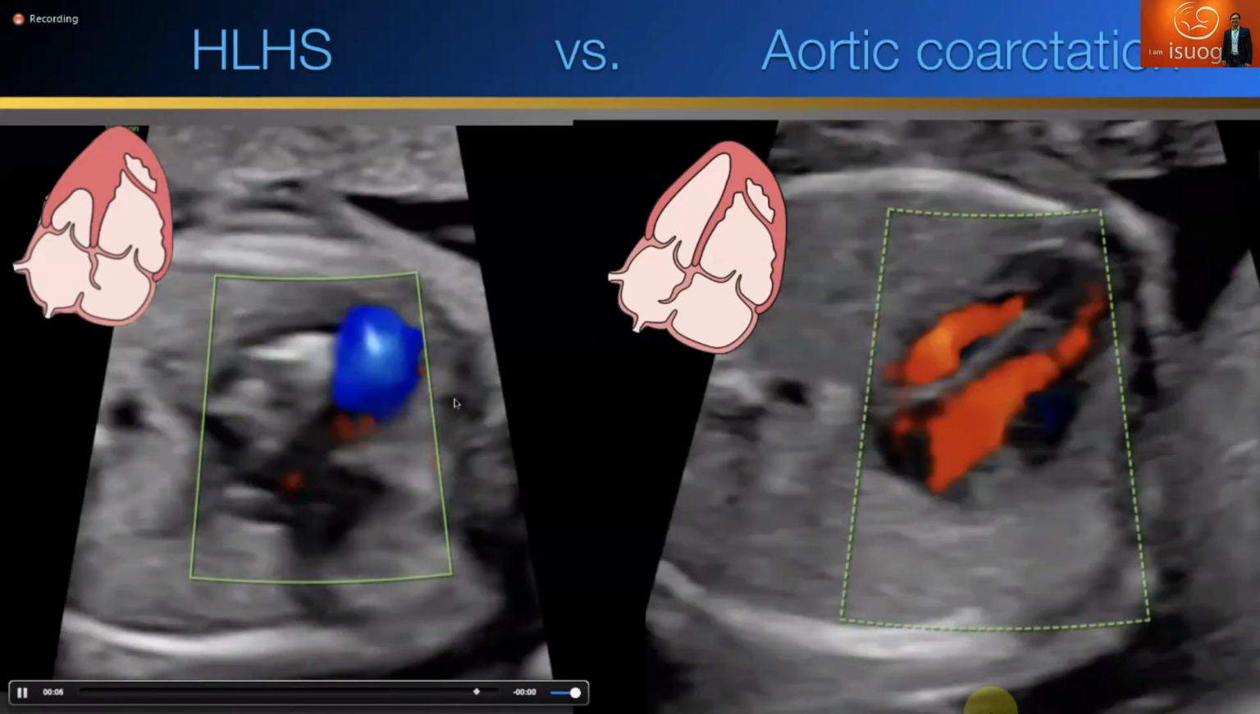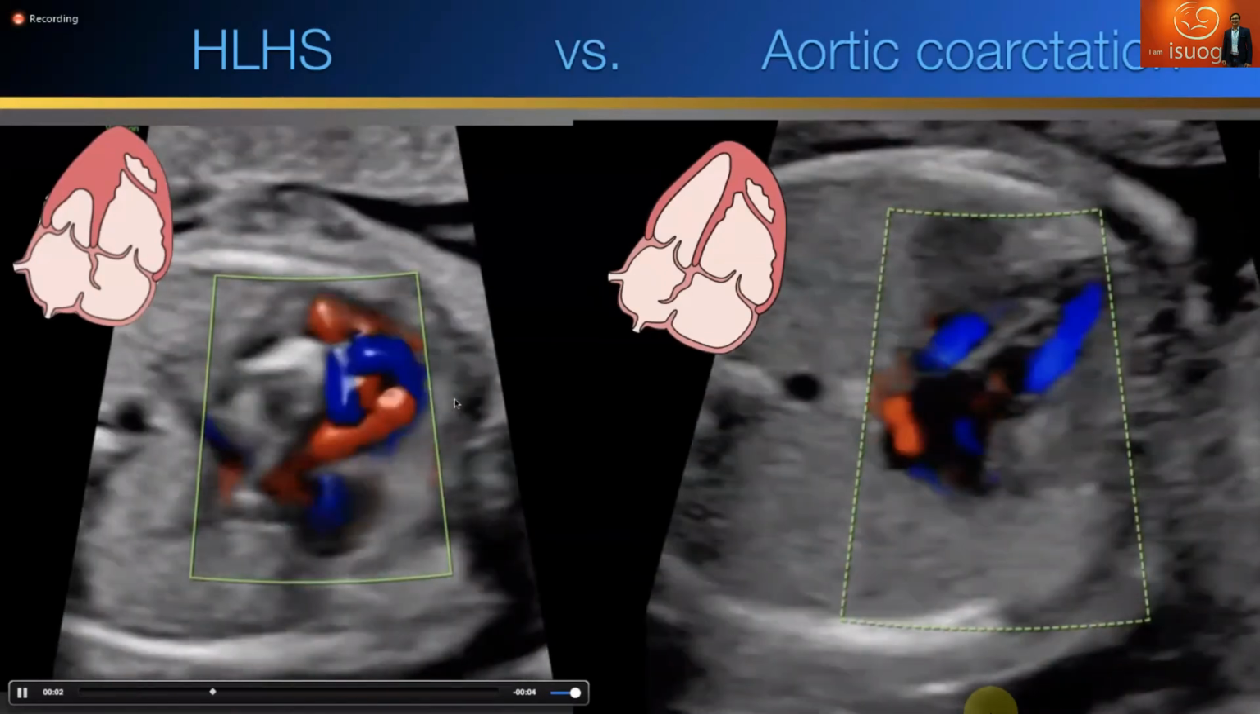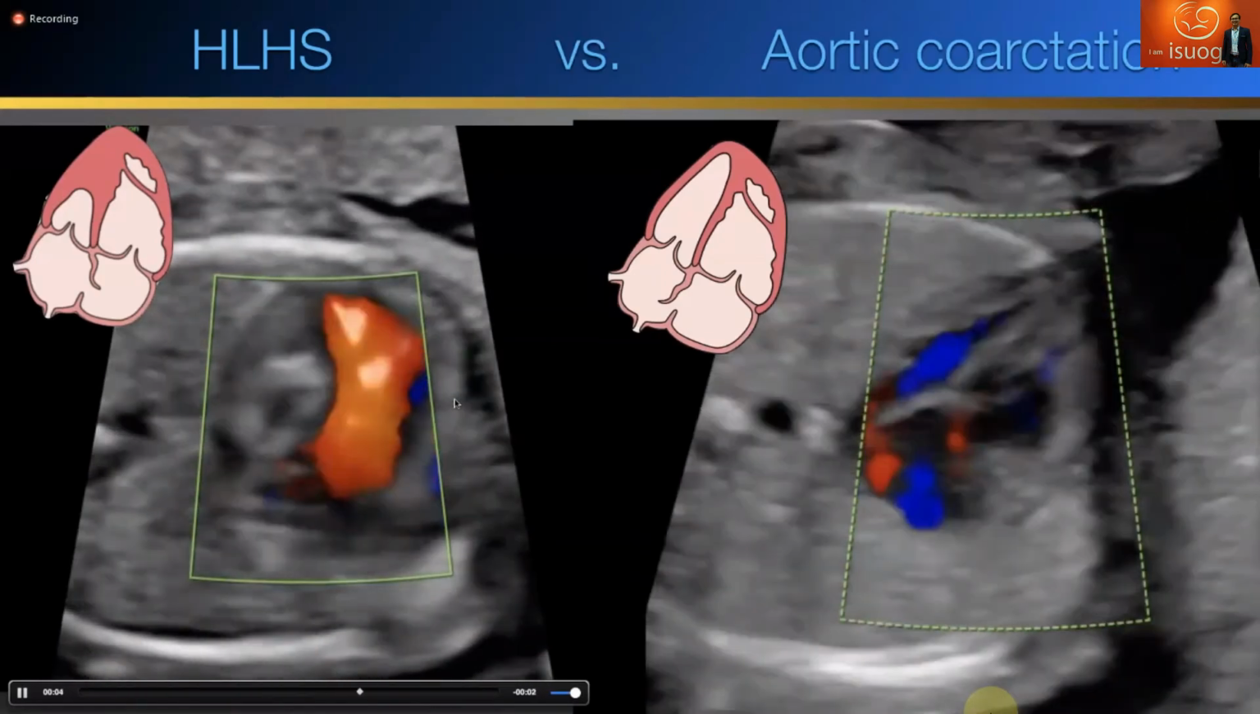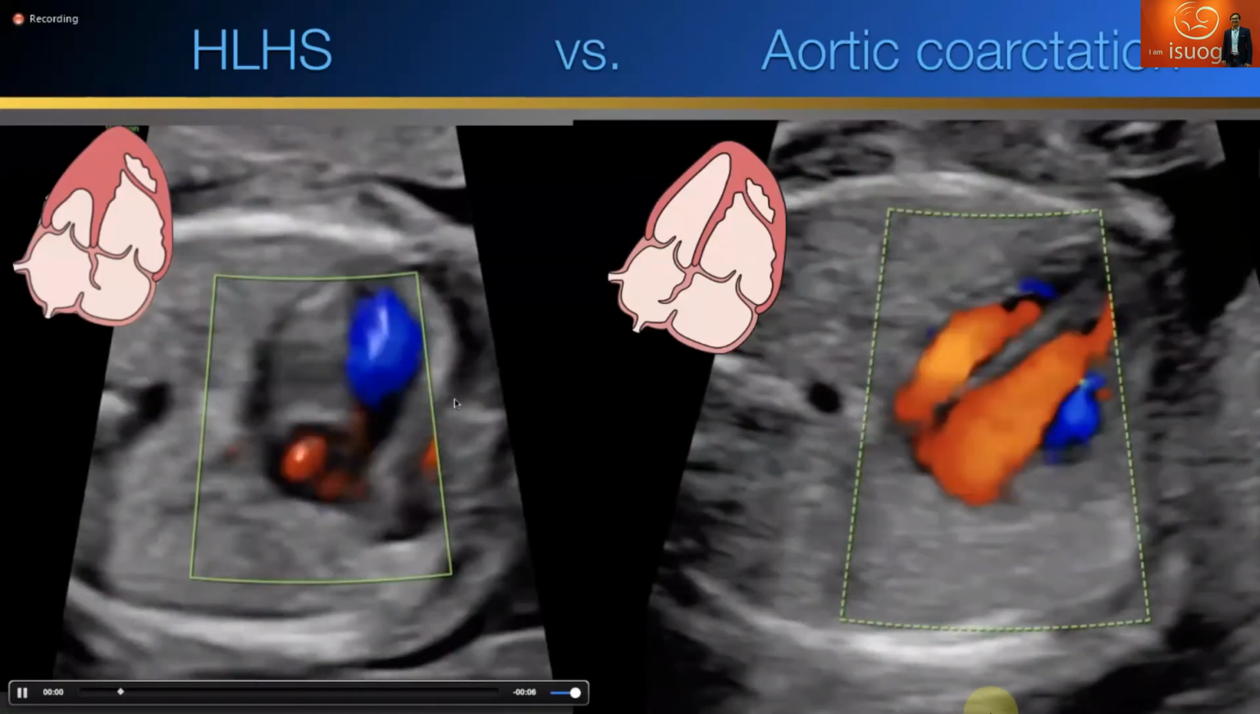So this is the first step. You add color and you have at least a direction for decision making. Now, how can we confirm the diagnosis by getting to the three-vessel view, the three-vessel trachea view?